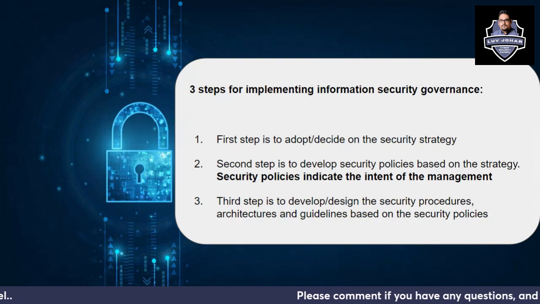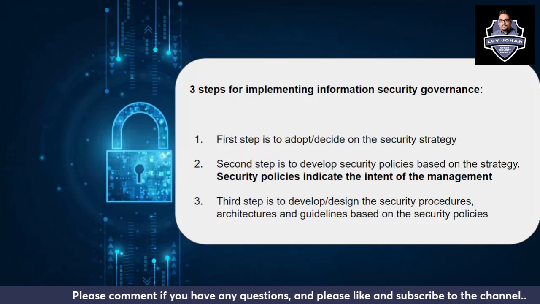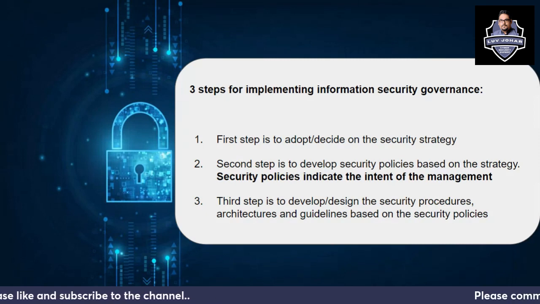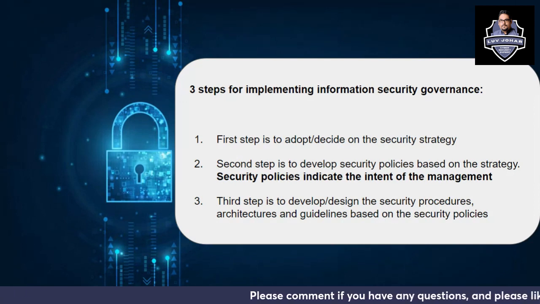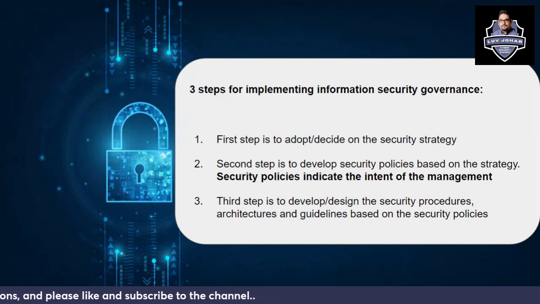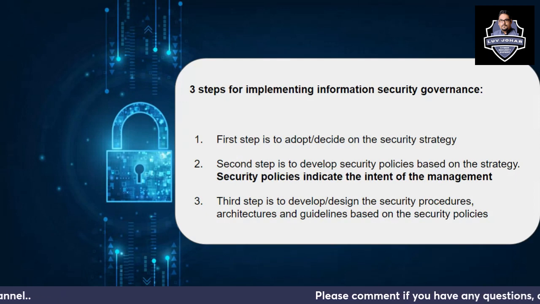Okay, third step is to develop and design the security procedures, architecture, and guidelines based on the security policies. So first level is very high level. Second level is a medium level where you're actually defining something for the organization. First level is related with the board or the steering committee. Second level is related with the senior management who are developing these policies, and the third level is basically related to the people who are actually on the job, working on the roles where you are implementing these policies, these frameworks. So on the third level you actually have hands-on people.